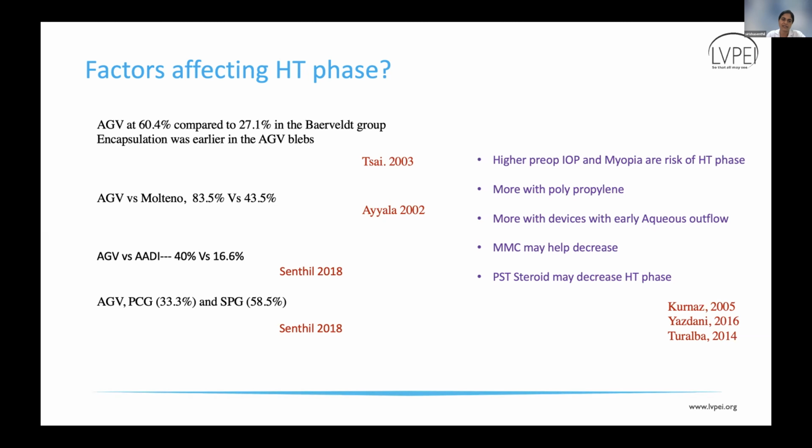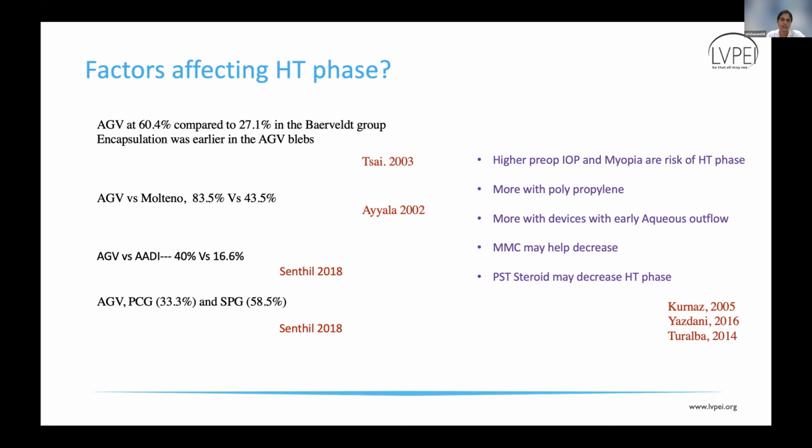Possibly there are studies where people have looked at use of mitomycin. Will it help to decrease the hypertensive phase? At least in literature, the evidence that we have is controversial. There are a couple of studies which said that it helps. In fact, a study from the Middle East has actually shown that it is detrimental rather than being helpful. And people also believe that use of steroids again can be helpful, or it could actually be counterproductive.